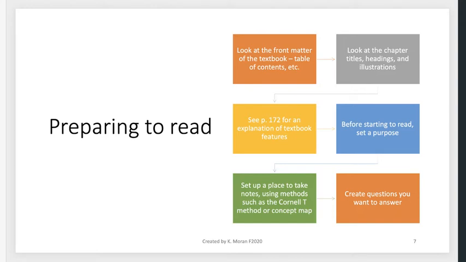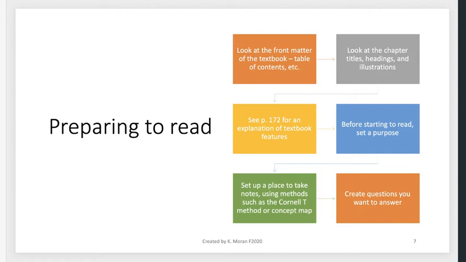You want to make sure that you're sitting in an upright position so that you're able to really focus on what it is that you're reading. And then when you're looking at your textbook for the first time, look at the front matter of the textbook, so the table of contents. And if your teacher has assigned you to study one particular chapter, again, look at the table of contents. How is it divided? How is that chapter organized?